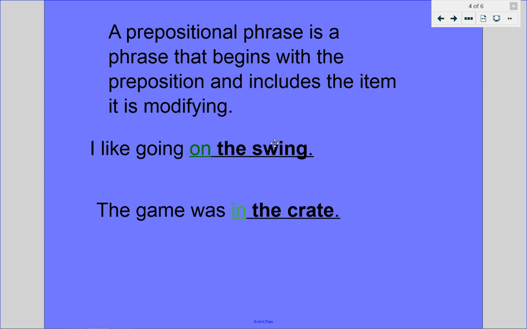in relationship to. So I'm on what? I'm on the swing. I'm in, or the game was where? In the crate. In what? In the crate. So that's the prepositional phrase.